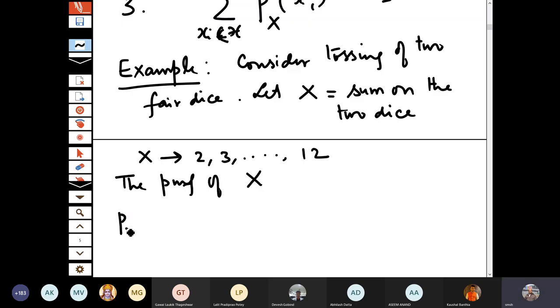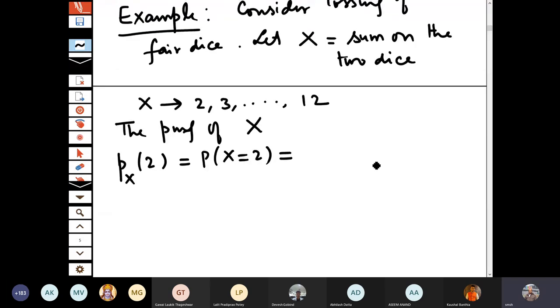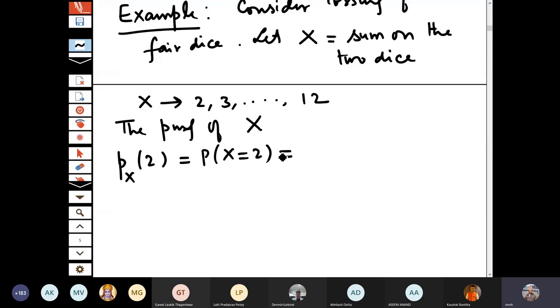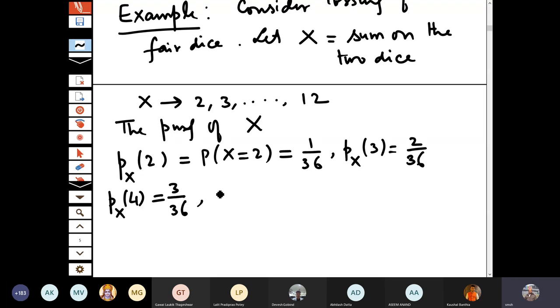So you will have P_X(2), that is, the probability of X equal to 2. Now this corresponds to the outcome (1,1), which has the probability 1 by 36. What is the probability of X equal to 3? This corresponds to outcomes (1,2) and (2,1), so it is 2 by 36. What is P_X(4)? That is (1,3), (3,1) and (2,2), so it is 3 by 36. And like that, you can write down all of them.